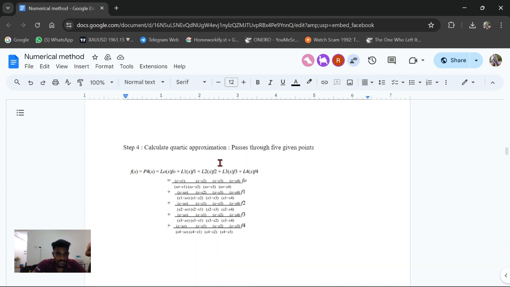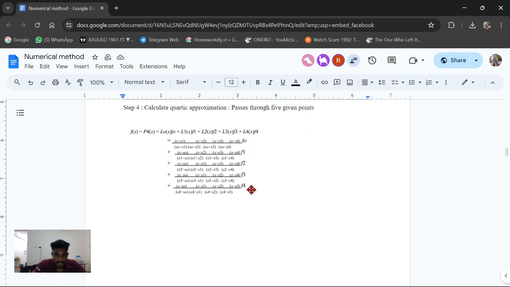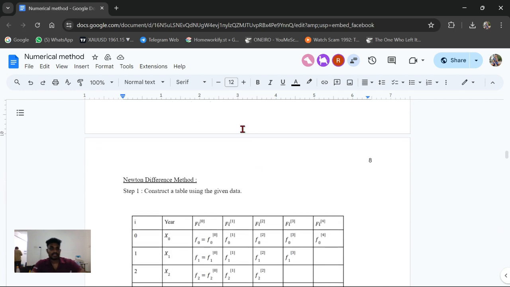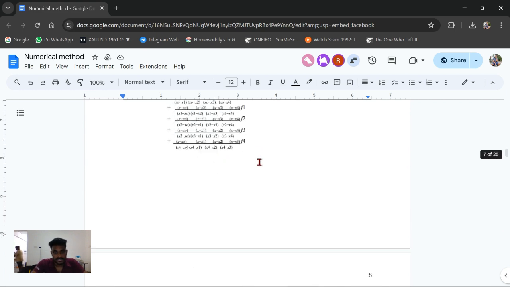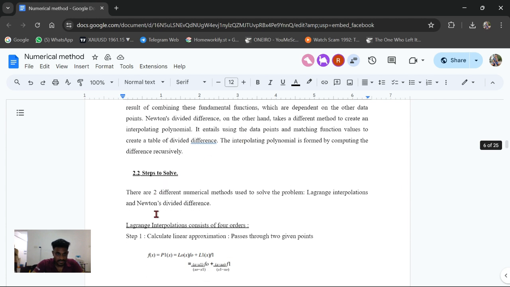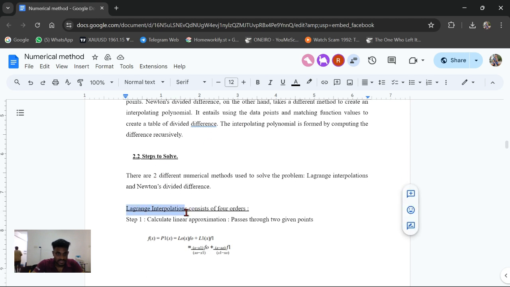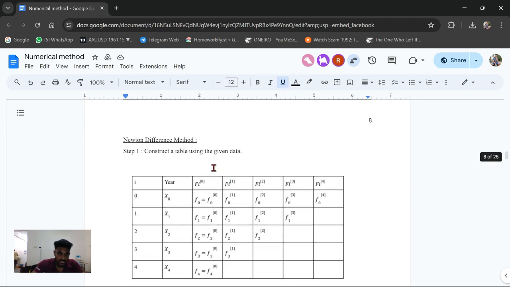And for step 4, same as the previous steps, the quartic approximation passes through 5 given points. So it will be like f0 until f4. 1, 2, 3, 4, 5. And then let's move on to the Newton difference method. So we have done the first method, which is Lagrange interpolations, and let's move to Newton's difference method.